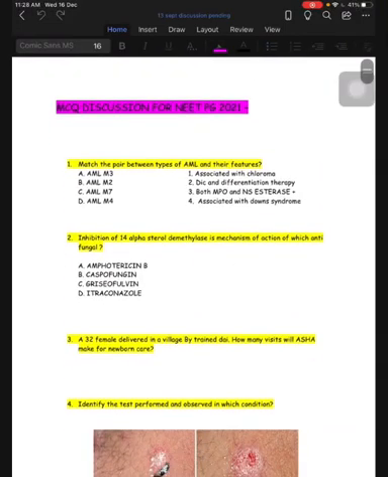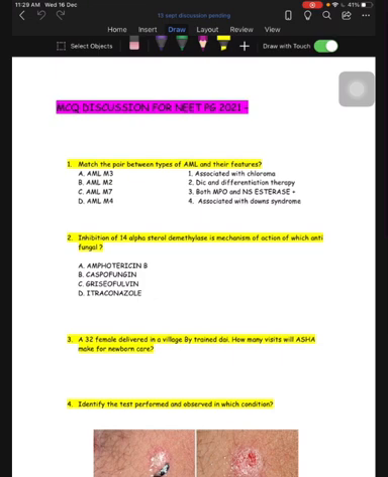So hi everyone, let's have a small discussion on these 7 MCQs which are on different topics of different subjects. The first MCQ is based on the subtypes of acute myeloid leukemia. Match the pair between the types of AML and their features.